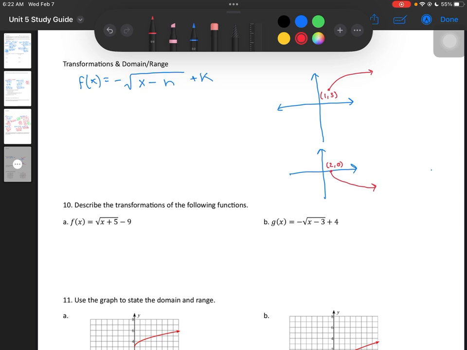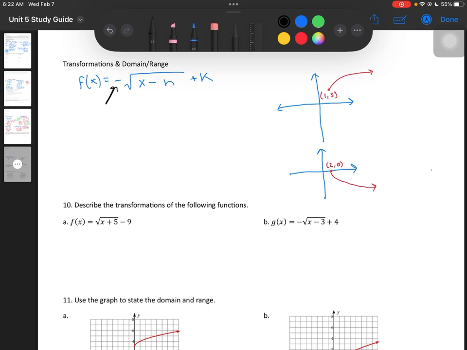So this last section is actually the very first section that we learned in the radicals unit, but we've done transformations and domain and range before, so we're just applying them to a new type of function. So the first thing I want to talk about are transformations. So I've written out here a basic radical function, and so we're going to see what different things do to change, shift, translate that function.